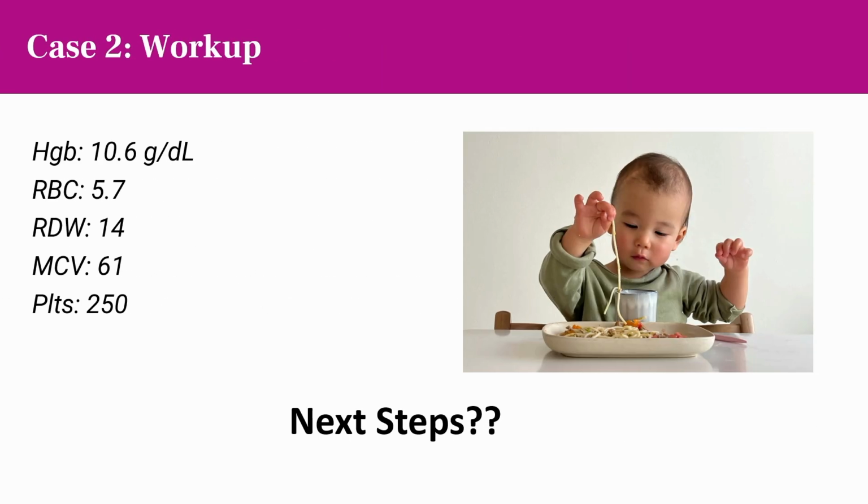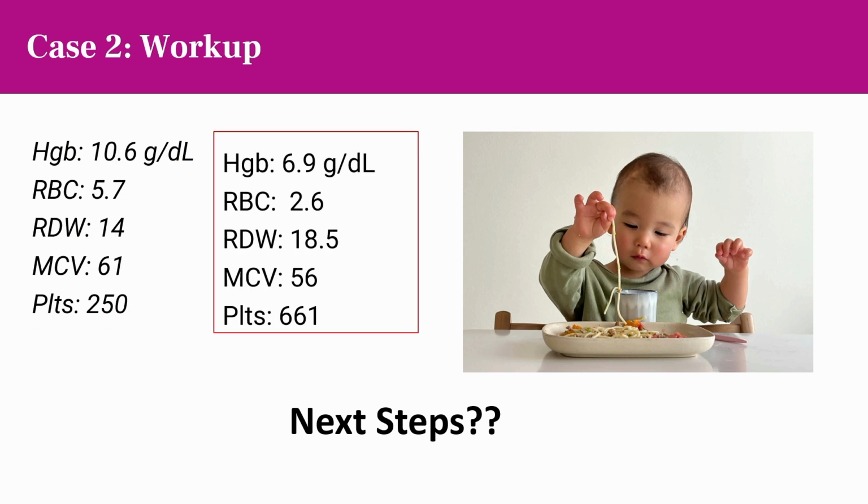So because of the pallor, you decide to send a CBC, and you find that she does have a mild microcytic anemia, and I'll just put the indices from our other case just so we can compare. You see that there are some differences. The RBC count is high in this patient. The RDW is normal, and the platelet count is normal. But this child does have a mild microcytic anemia.